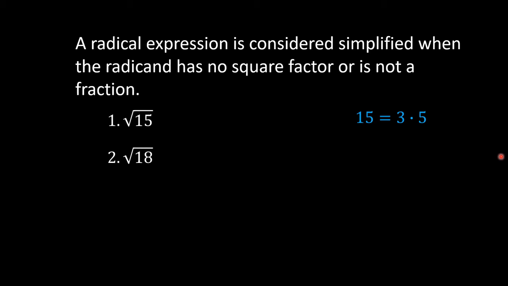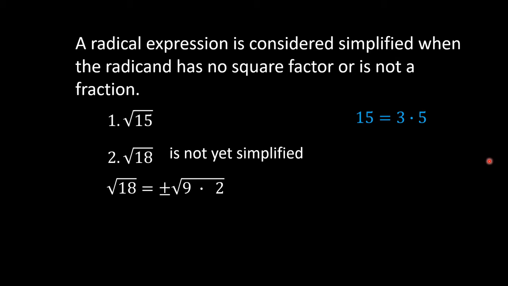Example number 2, the square root of 18. Now, this is not yet simplified because we can still factor 18 into 9 and 2. 9 is a square factor because we can extract the square root of 9 exactly. This is equal to positive and negative 3 square root of 2, because the square root of 9 is 3. So we put it outside, and then 2 remains under the radical sign. So the answer is positive and negative 3 square root of 2.